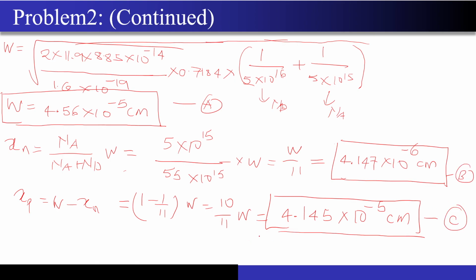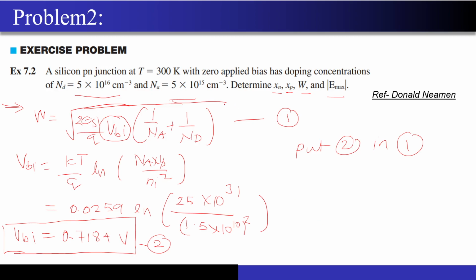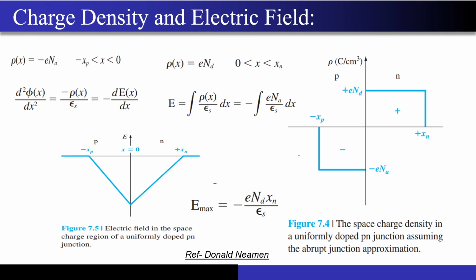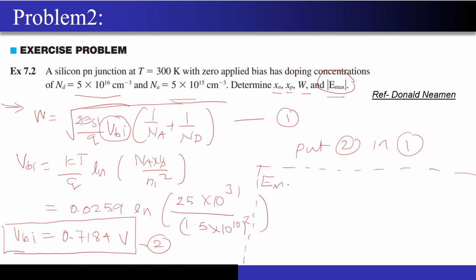So now the next thing that they had asked actually was this Emax, right? Now how to find this Emax? So Emax formula we have seen, right? Let's see whether we have seen the formula. See, this was the formula that I was talking about. Q Nd Xn by Es, right? So let me write it. Emax was nothing but Q times Nd Xn by epsilon Si. Note that this is just the magnitude because this is what they have asked me, right?